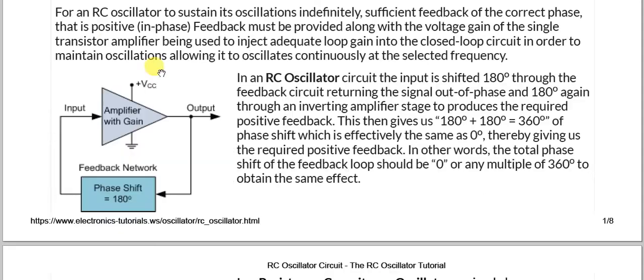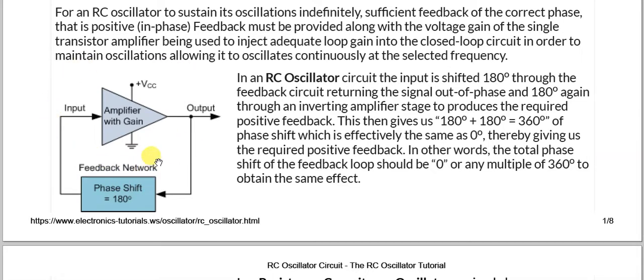For an RC oscillator to sustain its oscillations indefinitely, sufficient feedback of the correct phase, that is positive in phase feedback, regenerative feedback, must be provided along with the voltage gain of the single transistor amplifier being used to inject the adequate loop gain into the closed loop circuit in order to maintain oscillations, allowing it to oscillate continuously at the selected frequency. This is a typical block diagram of the RC phase shift oscillator.